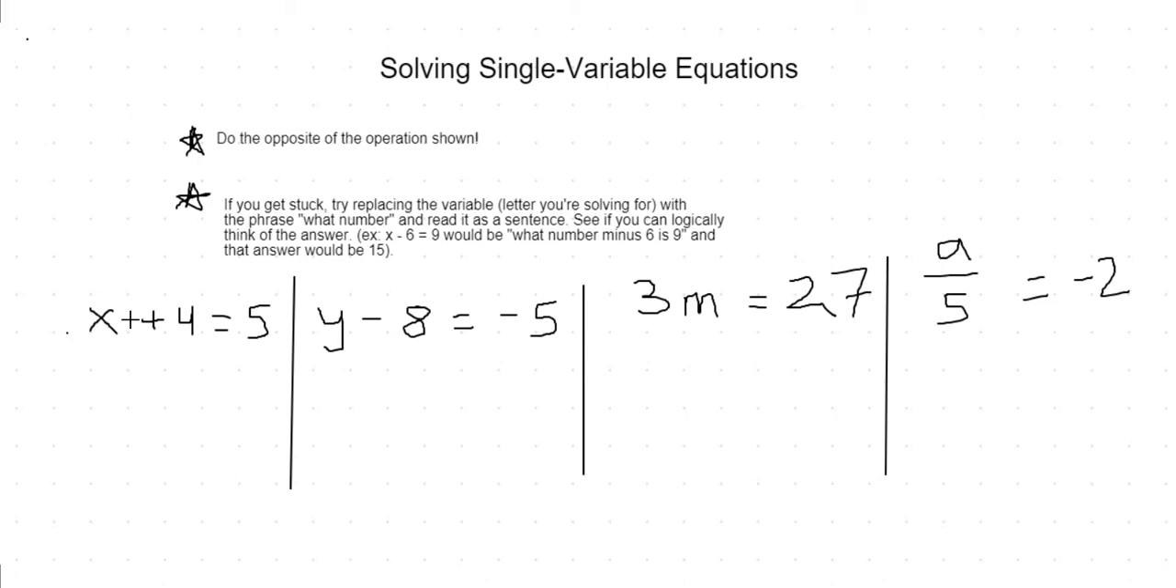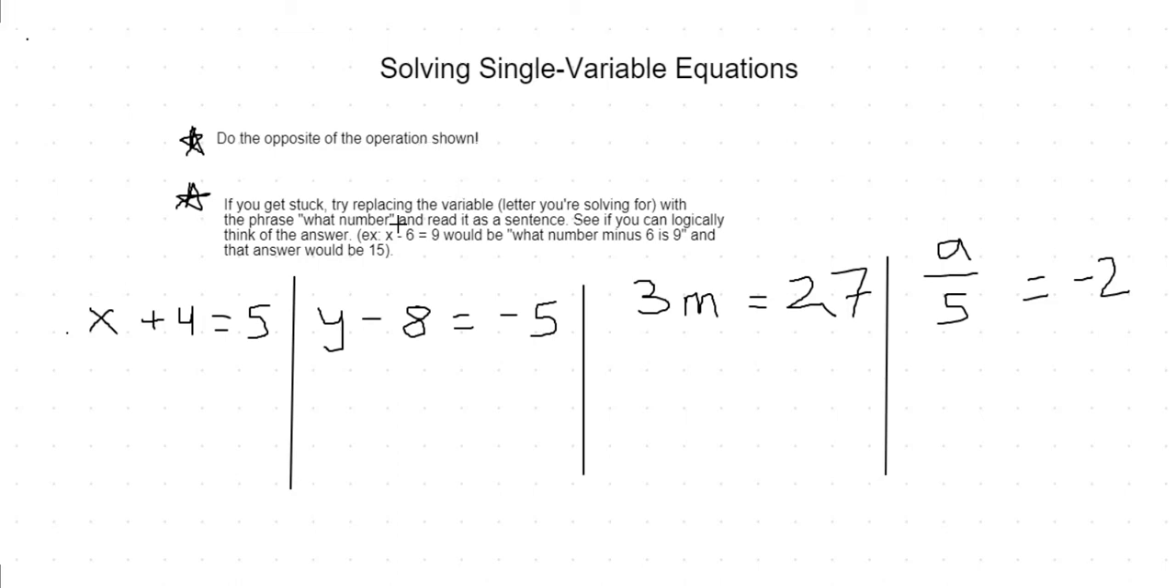So the keys to remember that I've put in stars here in solving single variable equations are do the opposite of the operation shown. So if you're adding, you do the opposite. You subtract. You multiply, you're going to do the opposite, and divide, and so on and so forth. And I really should add to that, you're going to do the opposite of the operation shown on both sides of the equation. And there's two sides to every equation, and it's separated by the equal sign.